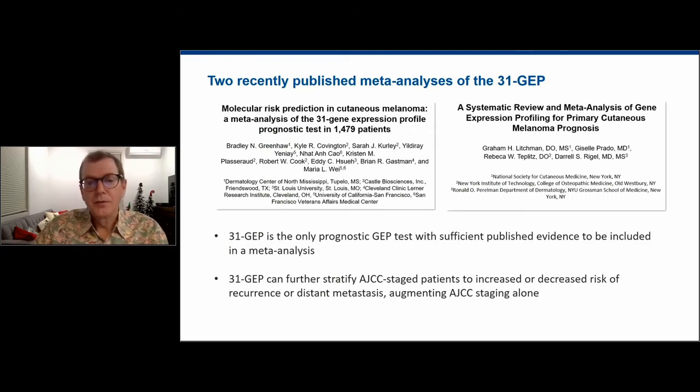I did mention before two recently published meta-analyses. These are two papers that actually looked at the body of available evidence and were able to analyze it, and in summary find that this assay has sufficient evidence to be included as something that they would recommend for use in addition, not to replace AJCC staging, but in addition to AJCC staging to predict recurrence risk in patients with melanoma.